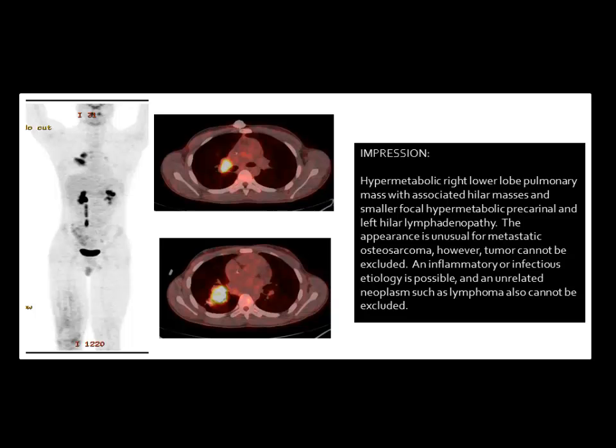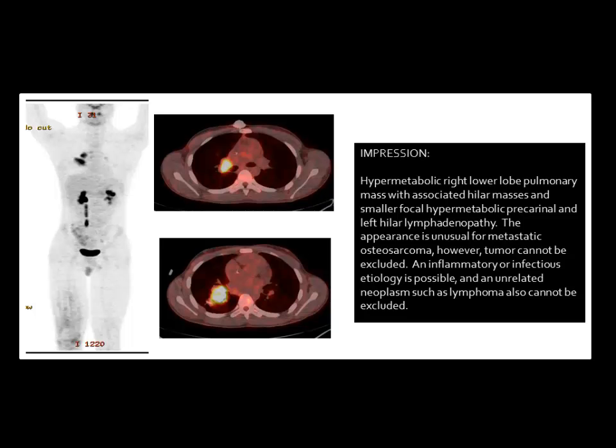As I said, we oftentimes need to give a differential diagnosis because the findings that we're seeing on the scan may not be 100% diagnostic of what we are considering in our minds. But nevertheless, take a look at this report. So we see a scan here with some activity in the lungs delineated in the hilum and the adjacent pulmonary parenchyma. The report in this case said hypermetabolic right lower lobe pulmonary mass with associated hilar masses and small focal hypermetabolic precoronal and left hilar lymphadenopathy.